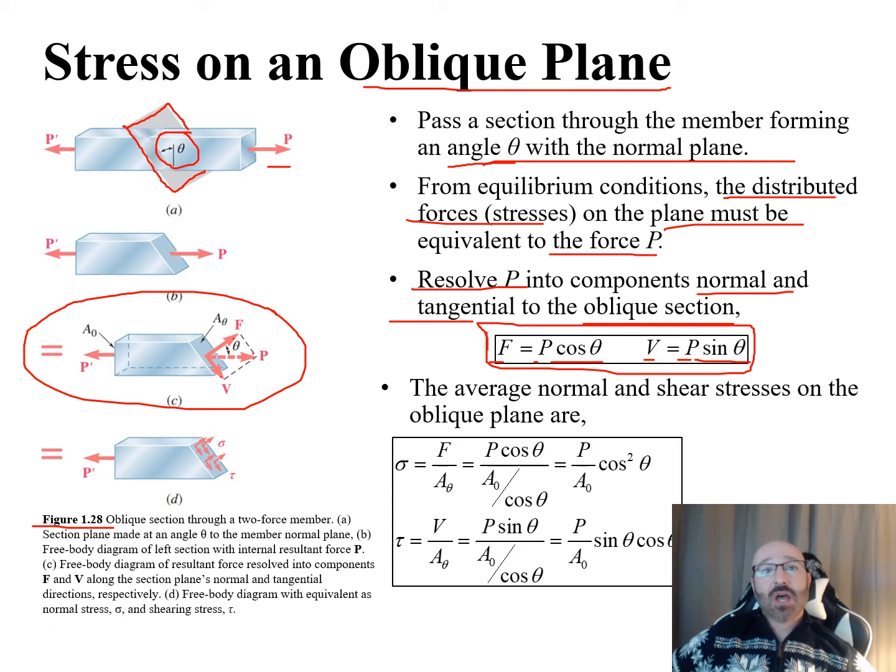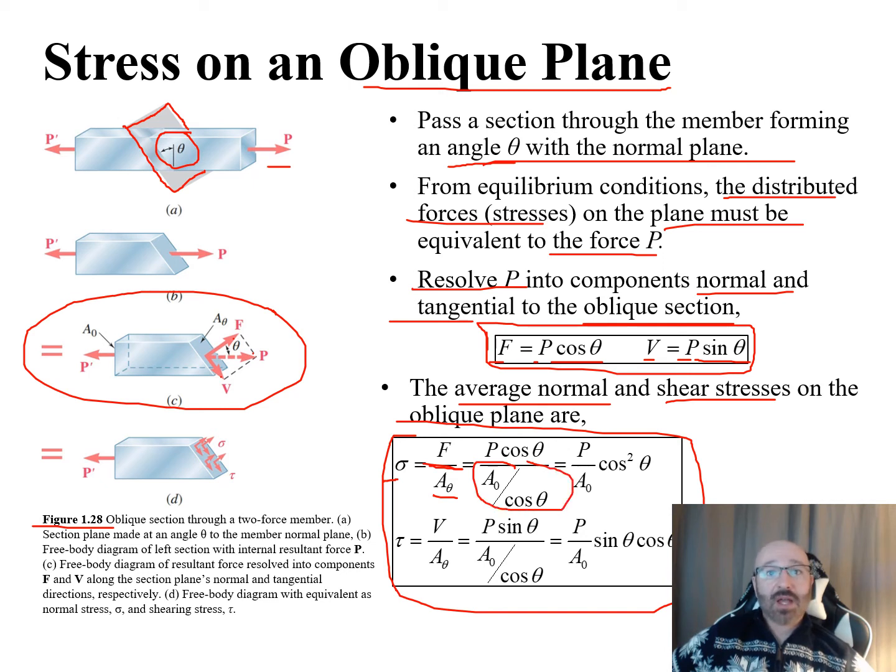This leads us to our average normal and shear stresses on the oblique plane, which are given by the following relationships. Break that down: our sigma is equal to F over our area A theta. So we calculate that out. We can take A naught divided by the cosine of theta, and F is simply P times the cosine of theta, doing out our trig. So when we break that down, our sigma for this oblique plane is equal to P over A naught times the cosine squared of theta.